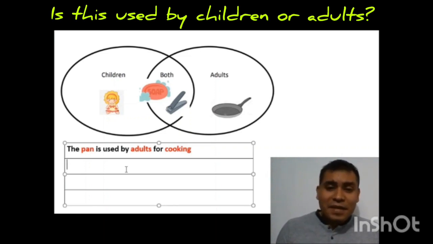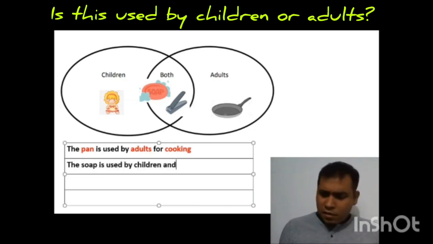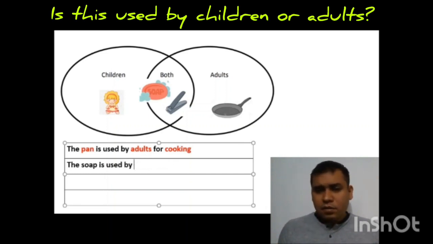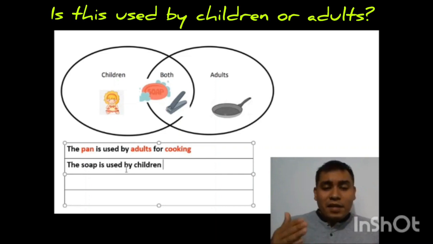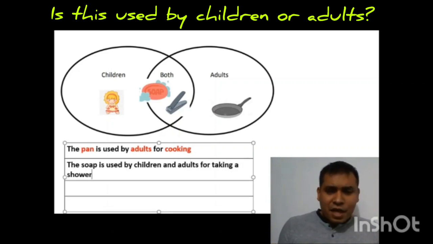Now let's make the second sentence. It's going to be the soap. Ready? I'm gonna write. The soap is used by children, by adults, or the two of them, both. Well, the soap is used by both, right? So I'm gonna write in there, the soap is used by children and adults for taking a shower.